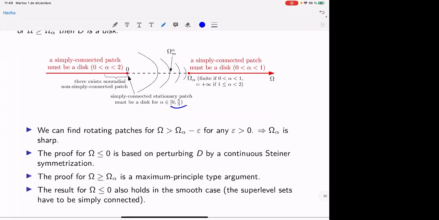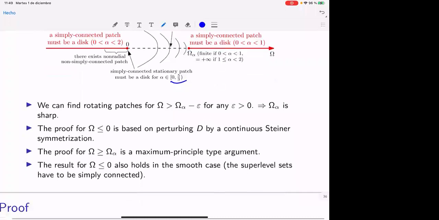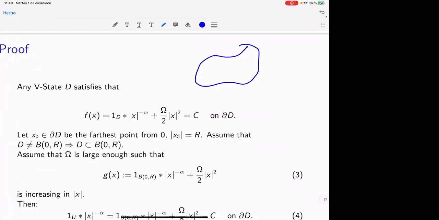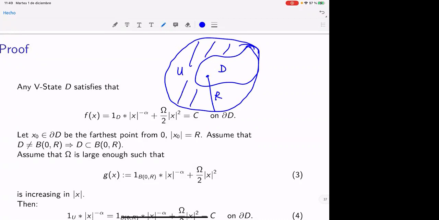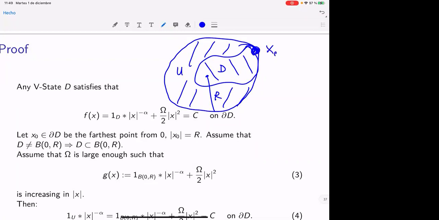Okay, so now let me briefly explain how to do the case when omega is bigger than omega alpha. The setting is going to be this one. We're going to have a candidate D for stationary or rotating patches that we're going to put inside a big ball of radius R. This is R, and this I'm going to call U, and this I'm going to call D. And the furthest point, I will denote it by x naught. So this is the furthest, and it is at distance capital R.